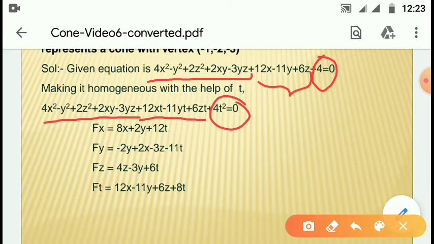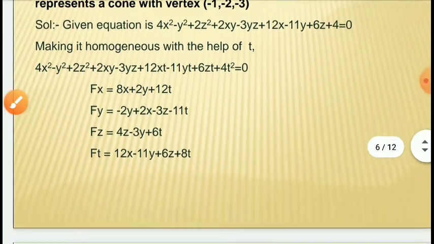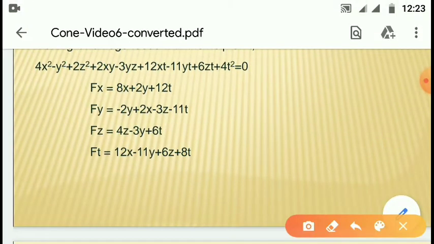Here t is a new variable which is used to convert this entire equation into homogeneous, and finally we take t equal to 1. So here, what is fx? fx is the partial derivative of f with respect to x, and fx is obtained by differentiating this equation with respect to x partially.